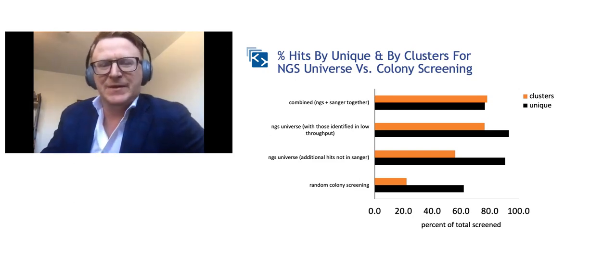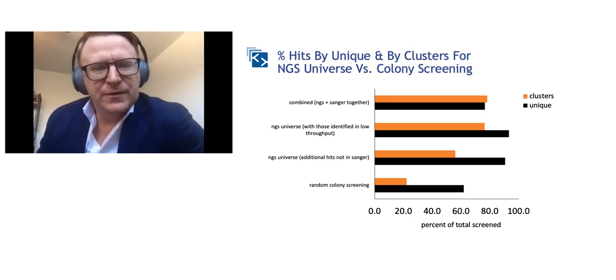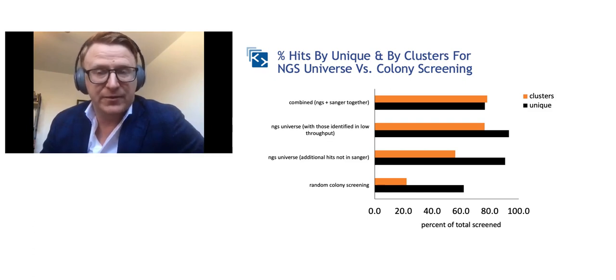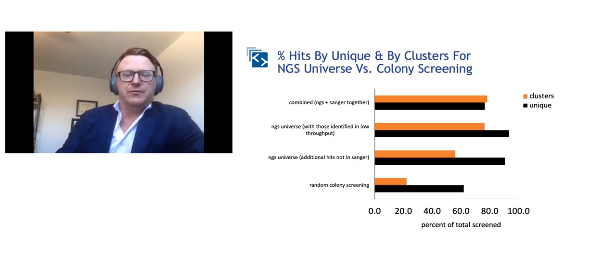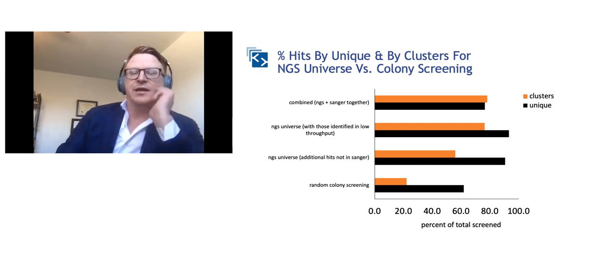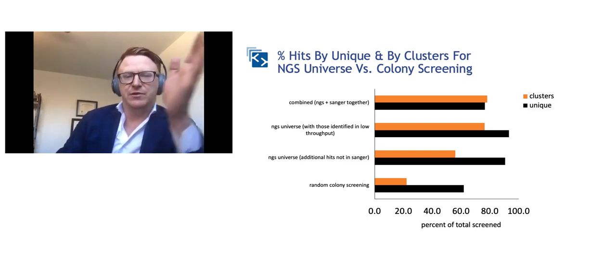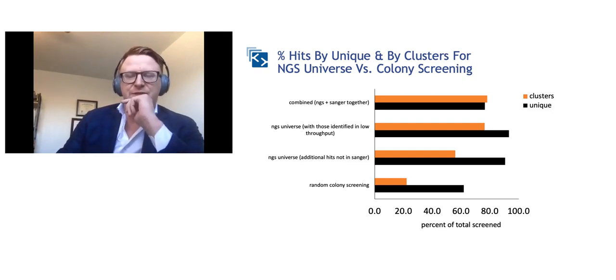Oh yeah. So in addition, if we look at the percent hits using our strategy across this, it was fairly surprising that we got a fairly high hit rate. From our random colony screen, we traced those back. Our hit rate was just above 60% of the unique clones. But in our NGS universe, we're approaching 90 to 93% within that NGS universe of clones across the representational space.